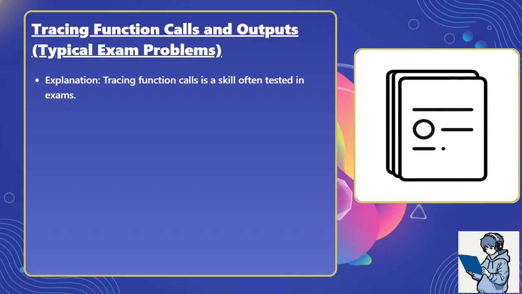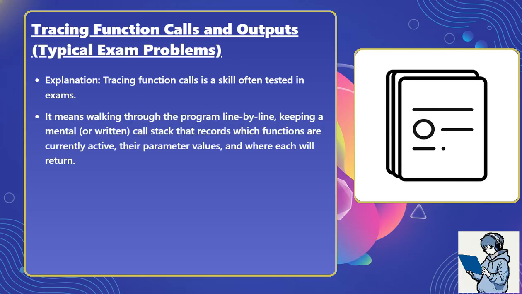Explanation: tracing function calls is a skill often tested in exams. It means walking through the program line by line, keeping a mental or written call stack that records which functions are currently active, their parameter values, and where each will return.